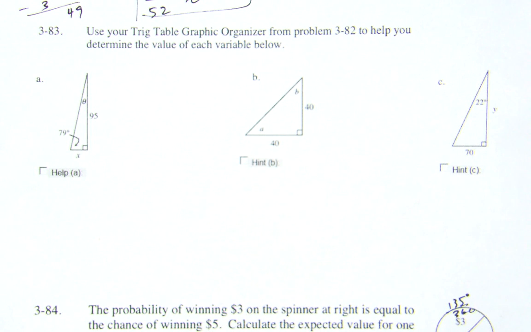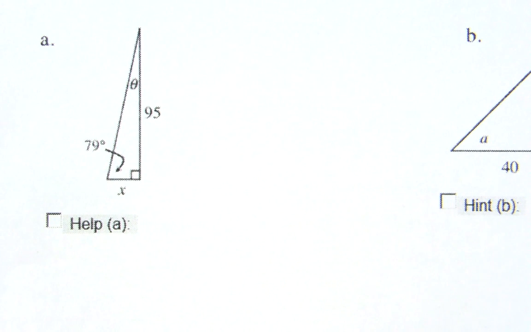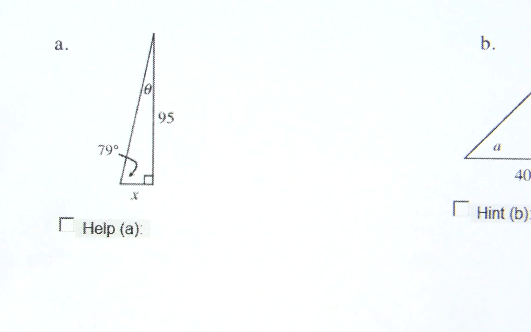So in this video, we're going to do just problem 83 from chapter 3, because this is the beginning of our trig ratios, and I just want to make sure we're doing it correctly. So I needed to actually write out the trig table organizer real quick. In problem A, it's asking you, first of all, to find the value of x, and then find the value of the other missing angle.